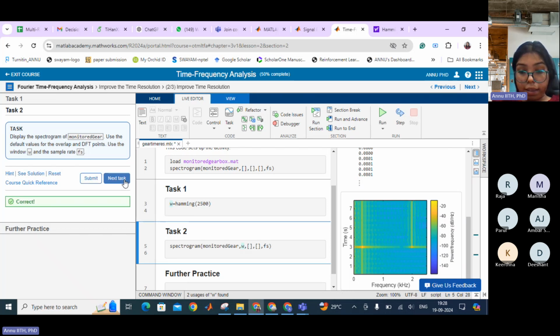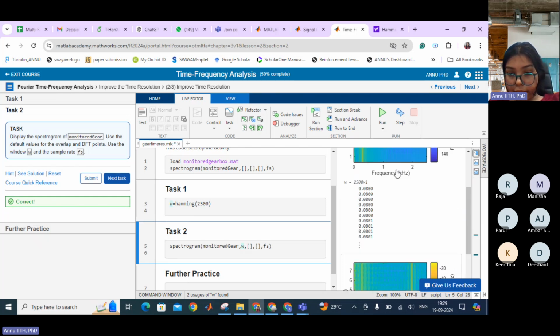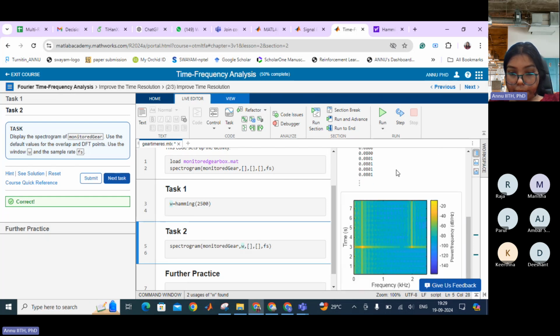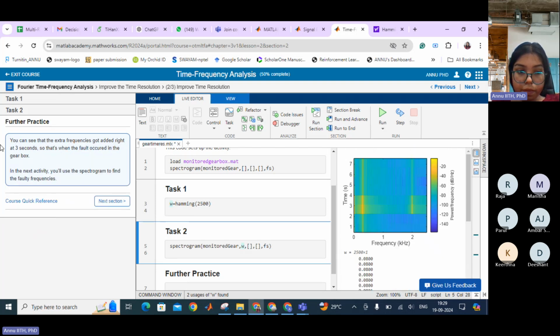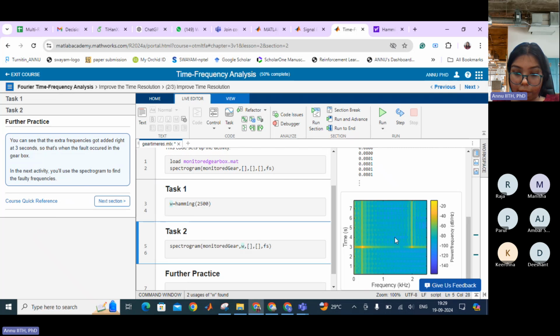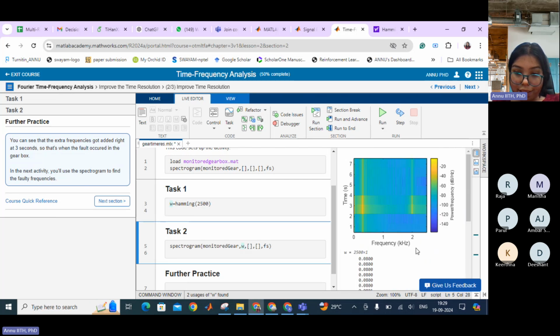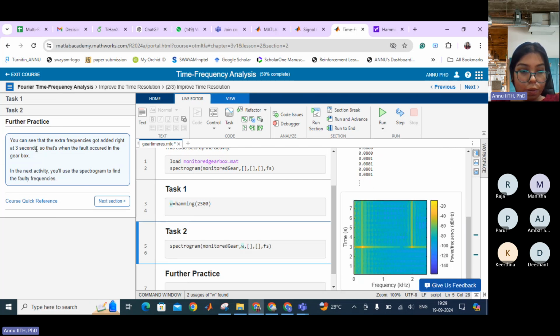That's great. So here we can see this more accurate, non-blocky appearance. You can compare this blocky appearance with this non-blocky appearance. That is strange. You can see that the extra frequencies got added right at 3 seconds. Okay, the extra frequencies. That is when the fault occurred in the gearbox.